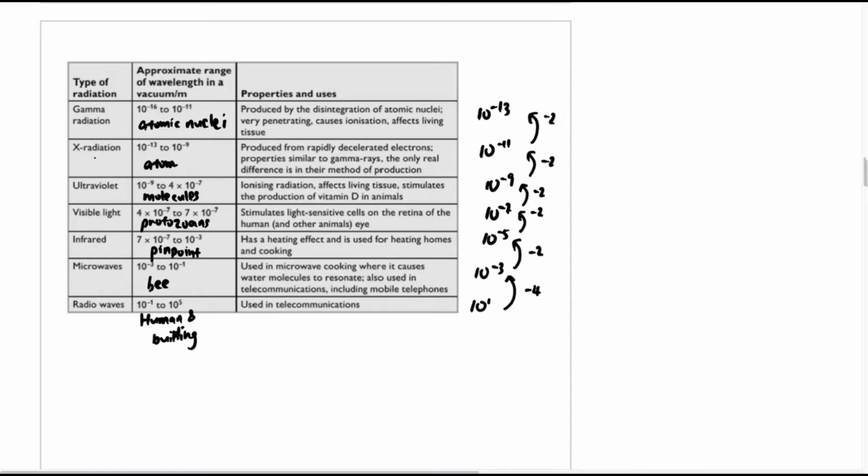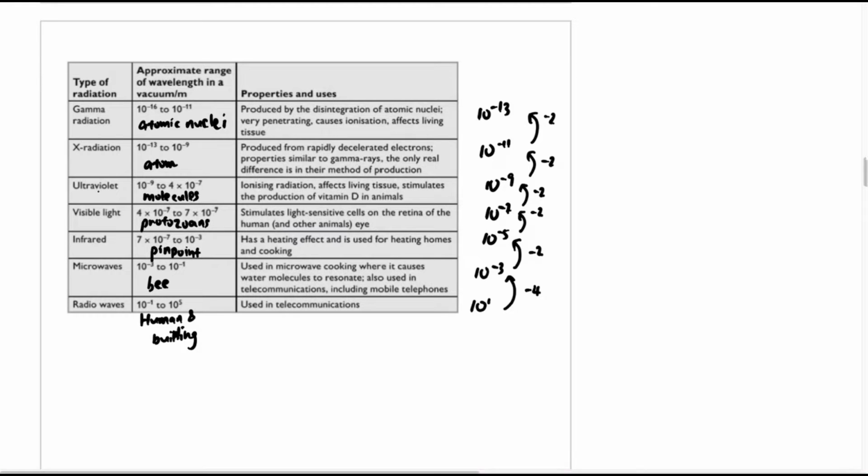Now the X radiation, the X-ray, is produced from rapidly decelerated electrons. That means the electrons slow down and produce X-rays. Properties are similar to gamma rays, the only real difference is in their methods of production. So you see, for gamma rays, you have to join up the nucleus or break down the nucleus, whereas for X-rays, we have to stop the electrons to produce it.